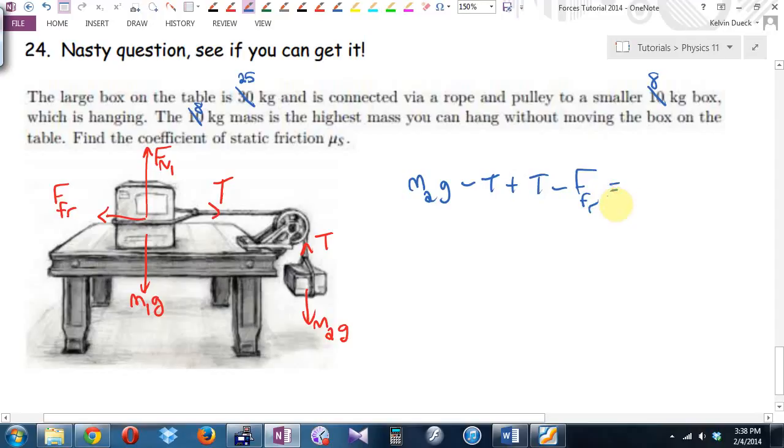That equals, did I take forces from more than one mass? Did I write forces from more than one mass? Yes? Then it better be the mass of both times A.